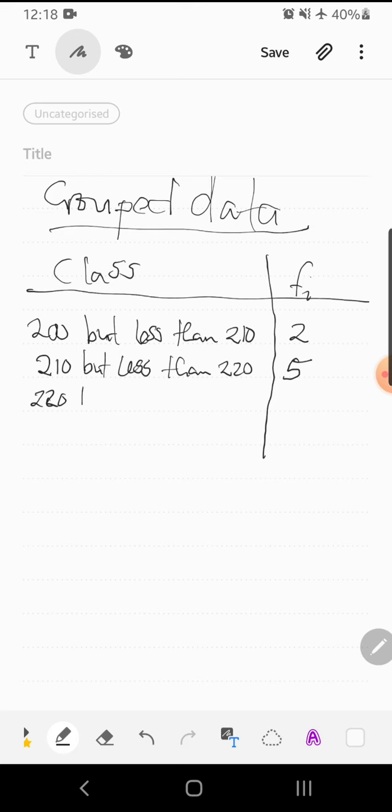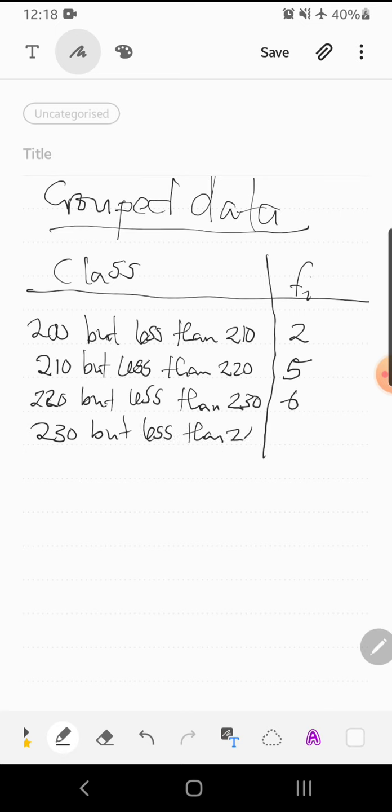220, but less than 230. The frequency there is 6. 230, but less than 240. And there the frequency is 8. 240, but less than 250. Okay, the frequency there is 4.